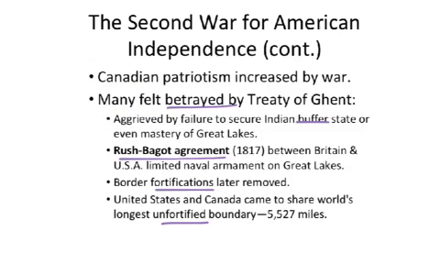Canadian patriotism was increased by the war as well, but many felt betrayed by the Treaty of Ghent. They were aggrieved by the failure to secure the Indian buffer state or even mastery of the Great Lakes. The Rush-Bagot Agreement, signed in 1817 between Britain and the United States, limited naval armament on the Great Lakes. The border fortifications were later removed, and to this day, the United States and Canada share the world's longest unfortified boundary, 5,527 miles long.